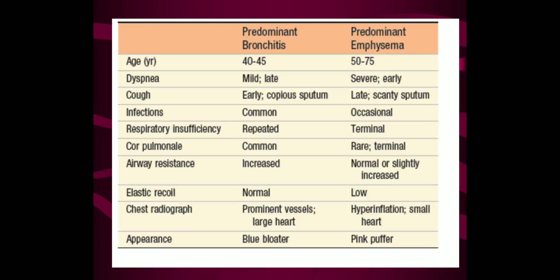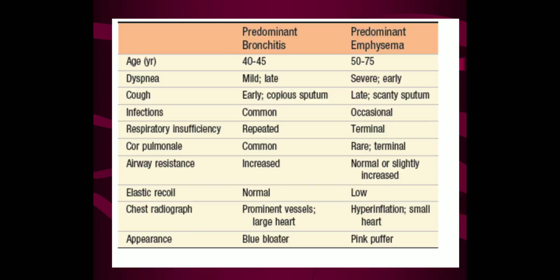So that is the last slide. You can see the differences between chronic bronchitis predominant COPD and emphysema predominant COPD. So basically both look the same. The patient's presentation will be the same, like cough will be there, dyspnea will be there, and we can get superadded infections also. But we have the elastic recoil, which is low in emphysema because of the destruction of the alveolar walls, whereas it is normal in chronic bronchitis. And also in chest radiograph, you have hyperinflation.